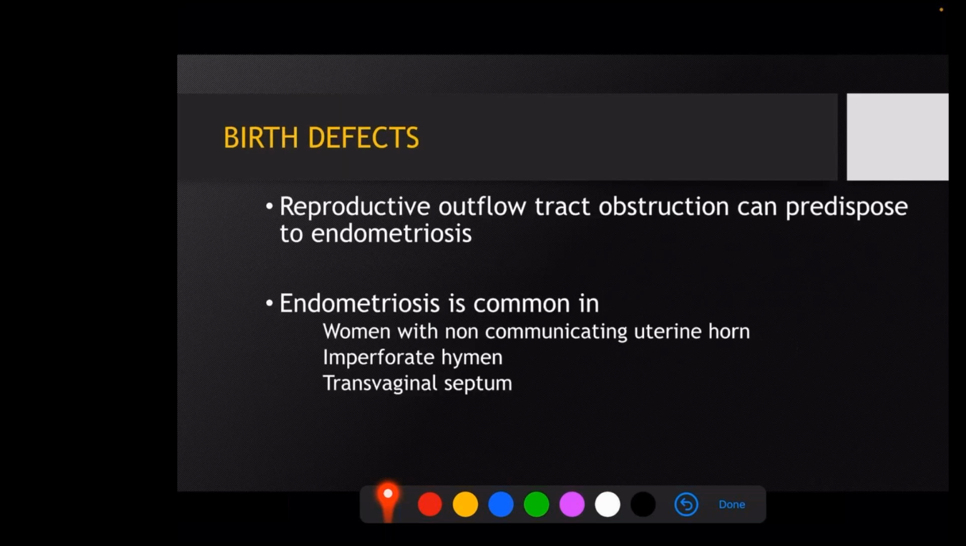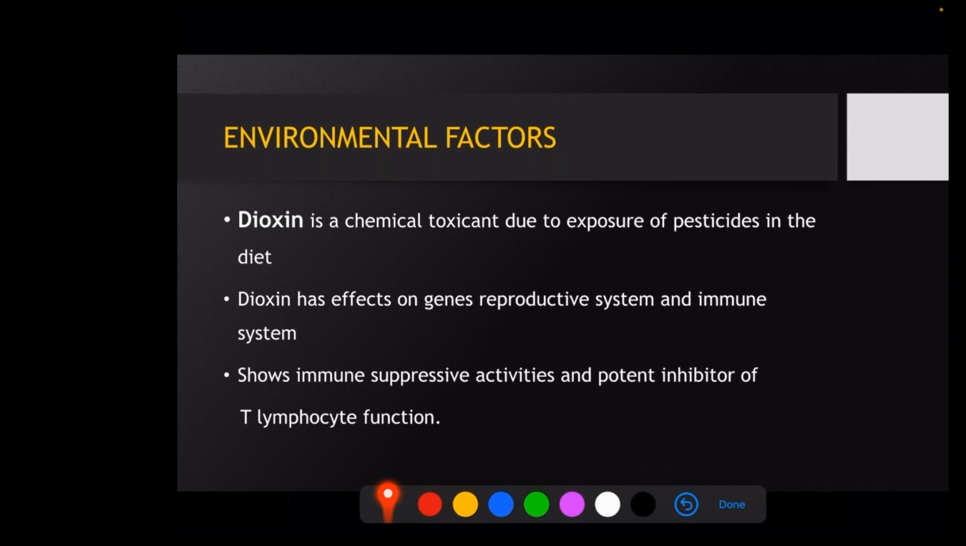Next theory, birth defects. Reproductive outflow tract obstruction can predispose to endometriosis. Endometriosis is common in women with non-communicating uterine horn, imperforate hymen, and transverse vaginal septa, where inside the uterus the endometrial fluid or menstrual blood becomes stagnant. There is no outlet for the menstrual blood to come outside. Then the environmental factors I have explained. Dioxin is a chemical toxicant which enters the body due to exposure of pesticides in the diet.